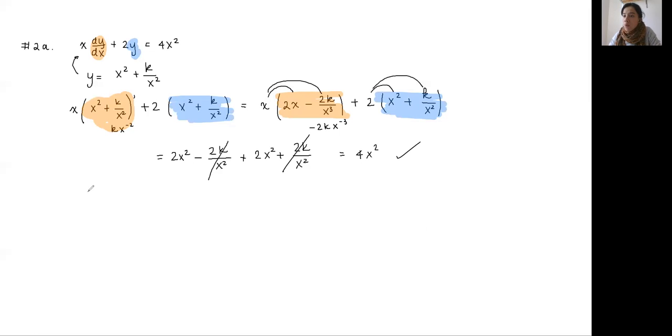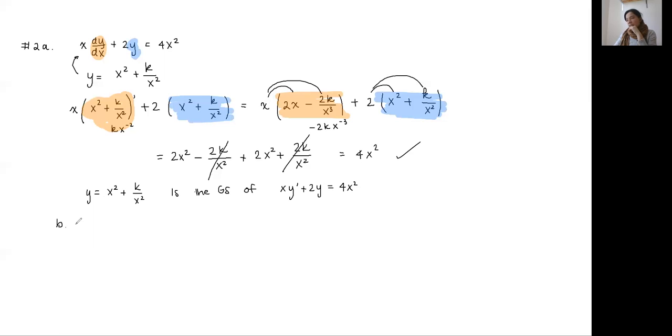Okay, so that means that y, which is equal to x squared plus k over x squared, is the general solution of the differential equation x times dy over dx, which is the same as x times y prime, plus 2 times y, which is equal to 4x squared.